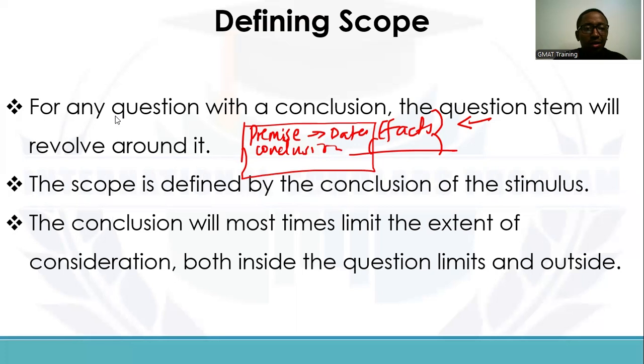This is how the conclusion may limit our extent of consideration, both inside the question limits and outside. When we talk about outside limits, we mean the outside world or known facts. Of course, we know some facts about our world, or say if we're looking at business, we know how business works, we know what factors affect things in a certain way. But as long as the question hasn't mentioned any of that, we assume it's out of scope.